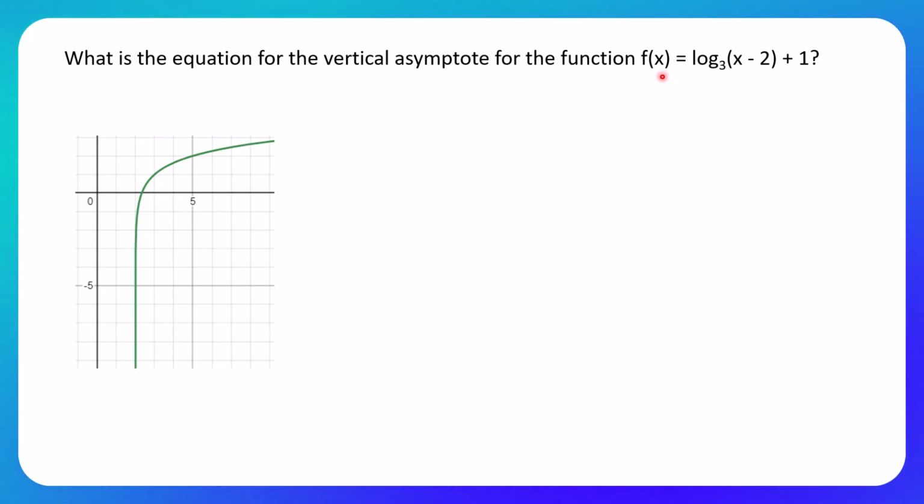All right, for this function, f of x equals log base 3 of (x minus 2) plus 1, I put this in my calculator and I got this graph. We want the equation for the vertical asymptote. The asymptote starts at x equals 0, but you can see we're moving over horizontally. We're moving to the right 2. So our asymptote is going to be at x equals 2.